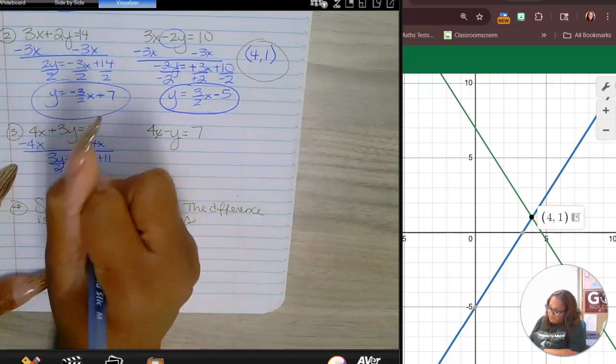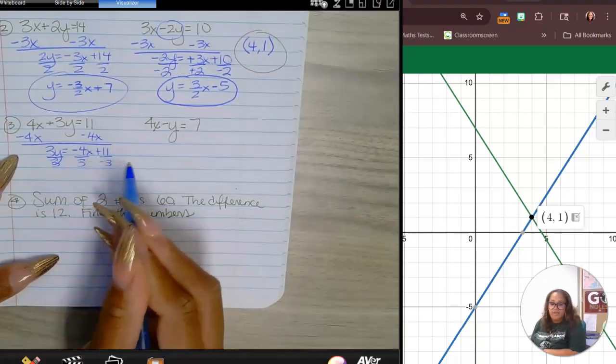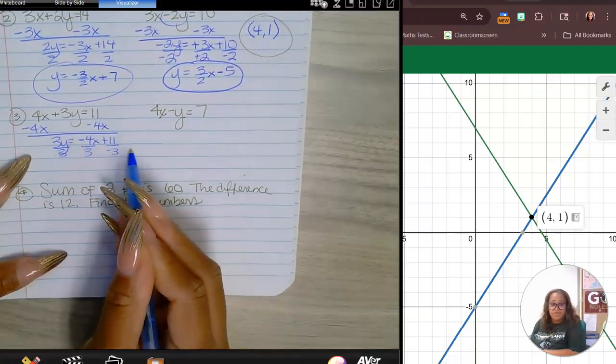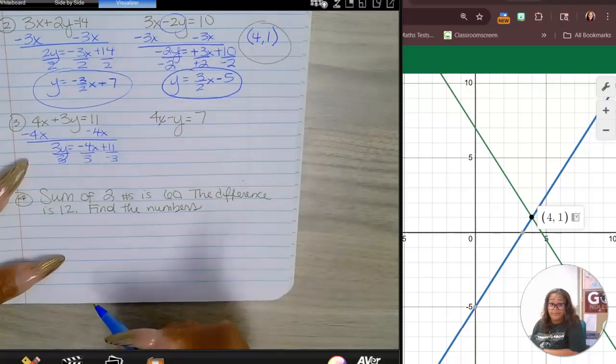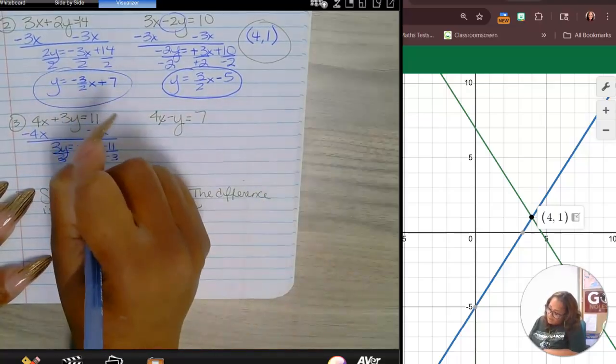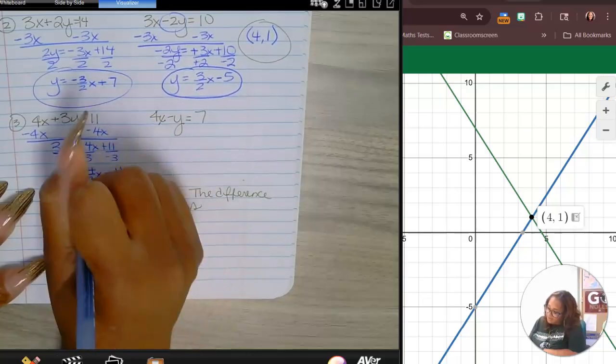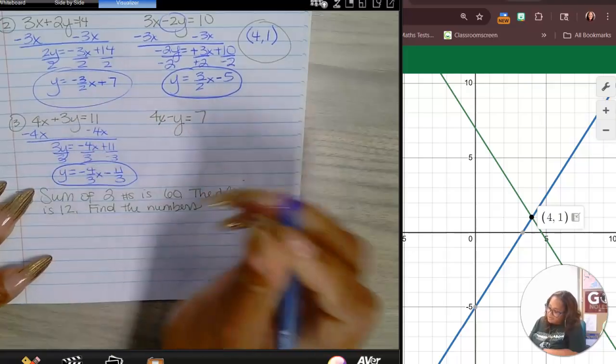Divide by 3, divide by 3, divide by 3. Notice I do not put a y down here at the bottom. If you put a y down here, which you're dividing by on any of these, it's going to be wrong. Y equals negative 4/3 x minus 11/3. Done with that y equals.